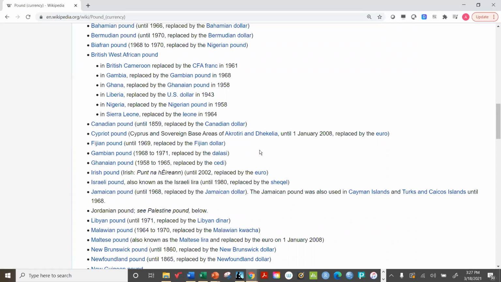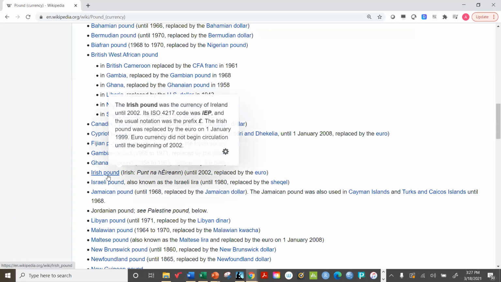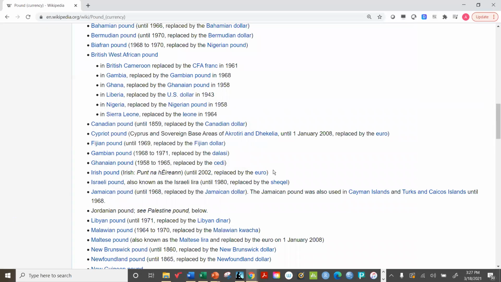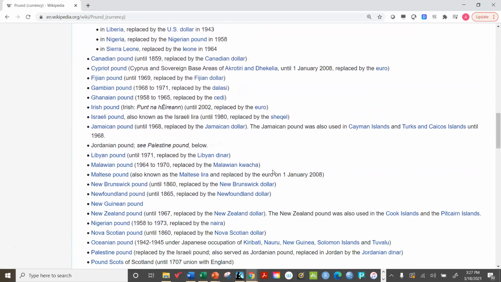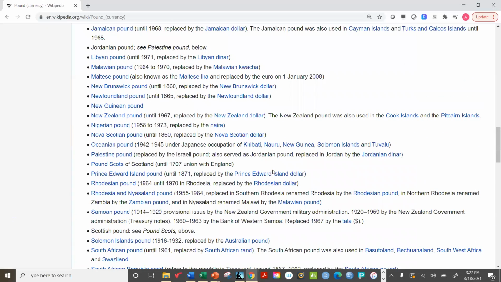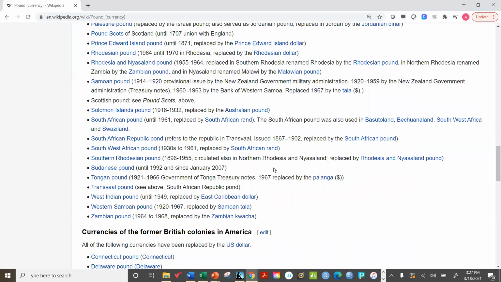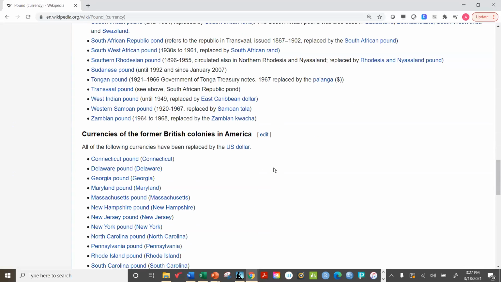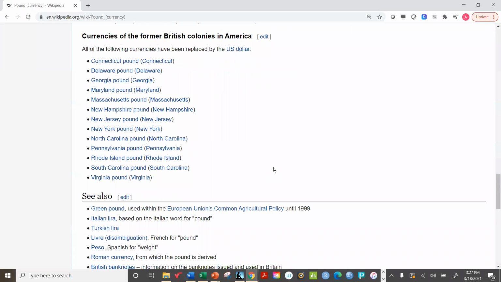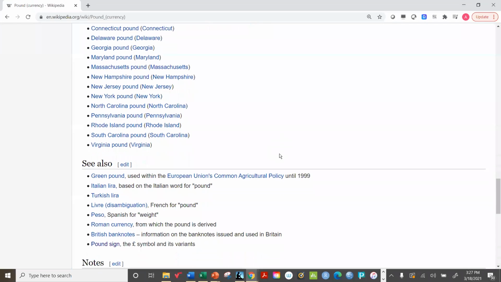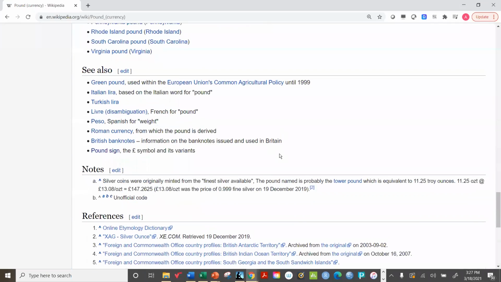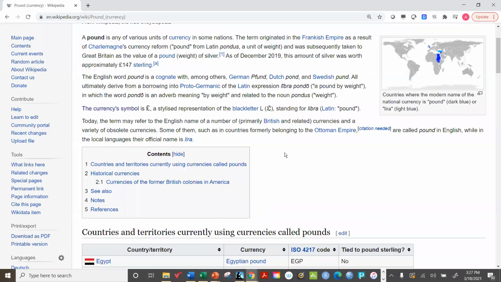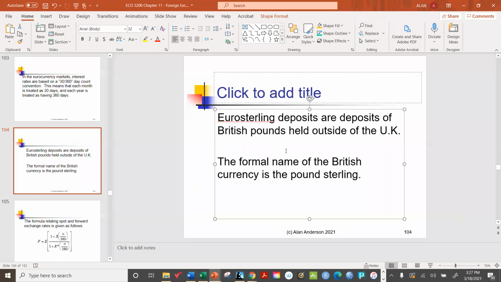So there had been others, but I guess a lot of these eventually changed their names. The Irish pound was replaced by the euro, of course. How do you like that? There used to be a lot of them, but not so much anymore. And of course, the colonies used pounds as well before we became an independent country. Wow. Okay, anyway.